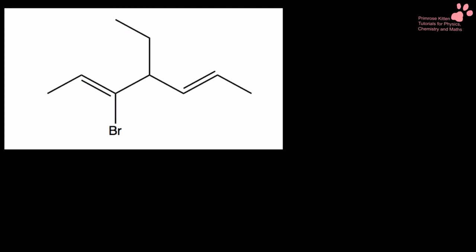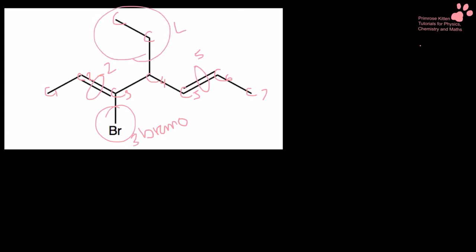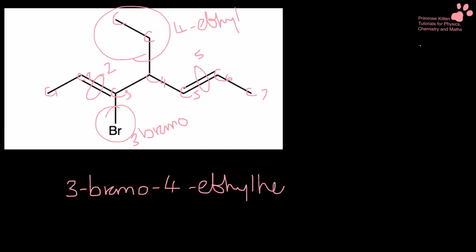Name this one. Here we have carbon, carbon, carbon, carbon, carbon, carbon, carbon, carbon, carbon, and a bromo group. Numbering them 1, 2, 3, 4, 5, 6, 7 gives us a functional group on 2, a functional group on 5, which makes a 3-bromo and a 4-ethyl, giving us 3-bromo 4-ethyl hept-2,5-diene.